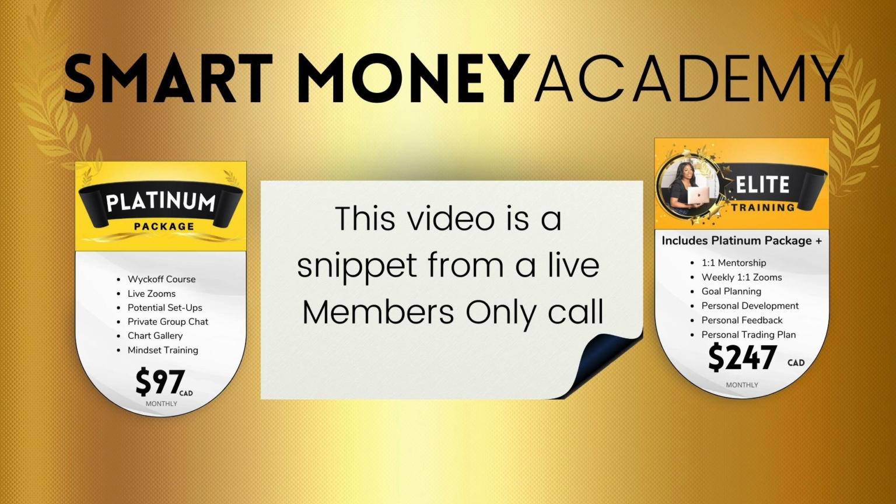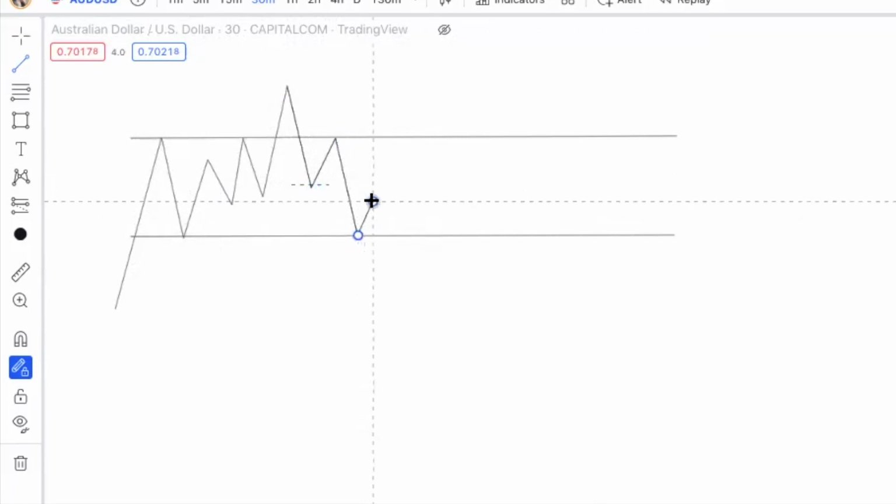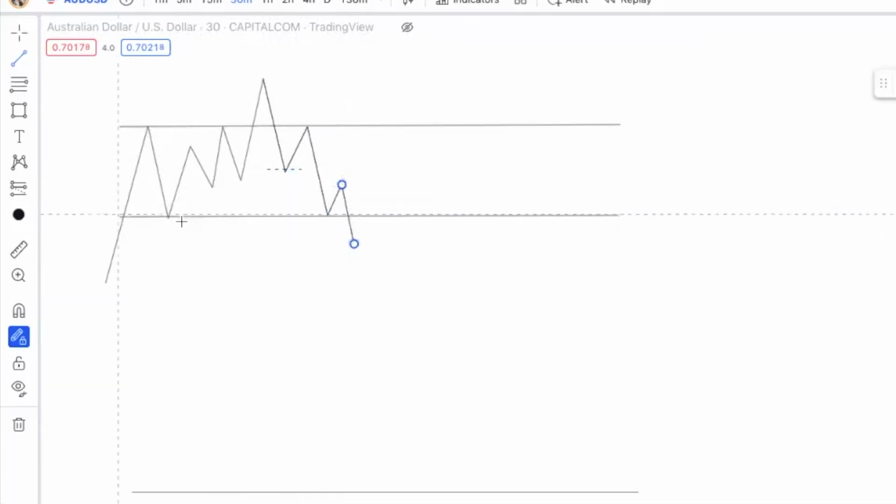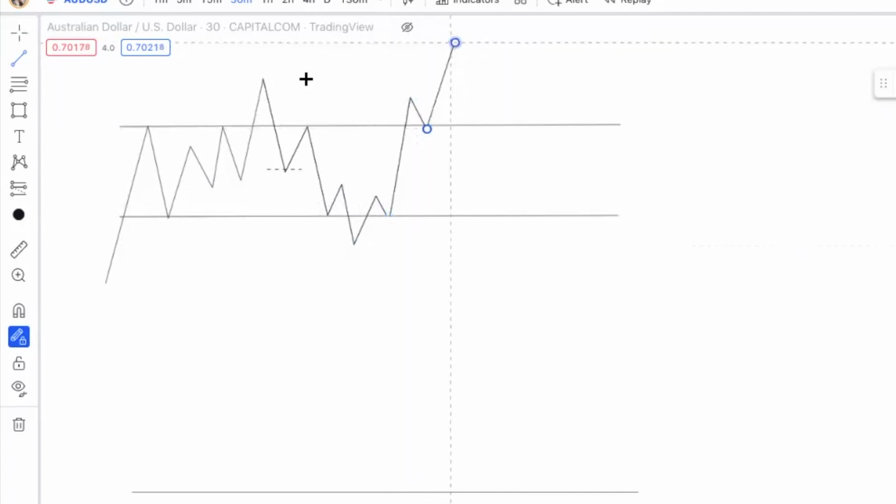Okay. Again, it can do whatever it wants. Generally, at this point, we're going to get our MSAL. Our MSAL is when price comes out the trading range a little bit and then comes back in, right? And then when price goes way above the UT, then we have the UTAD.